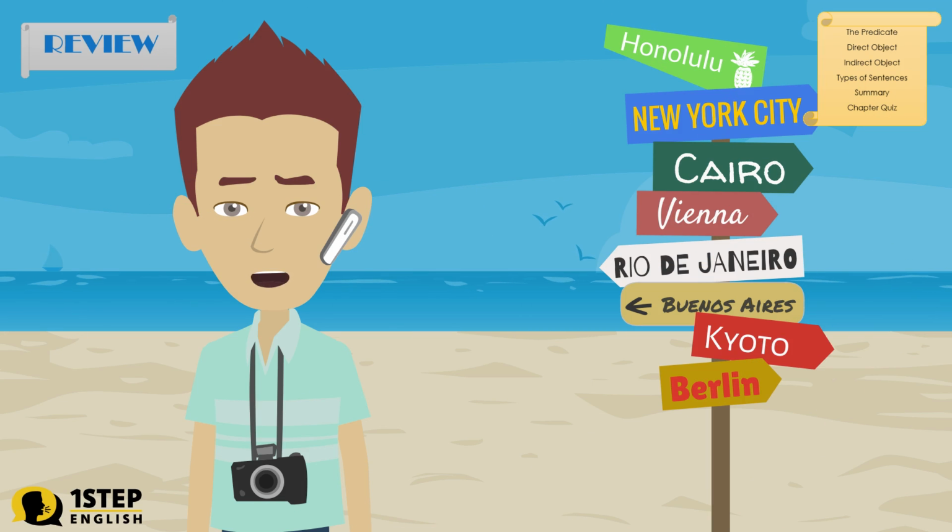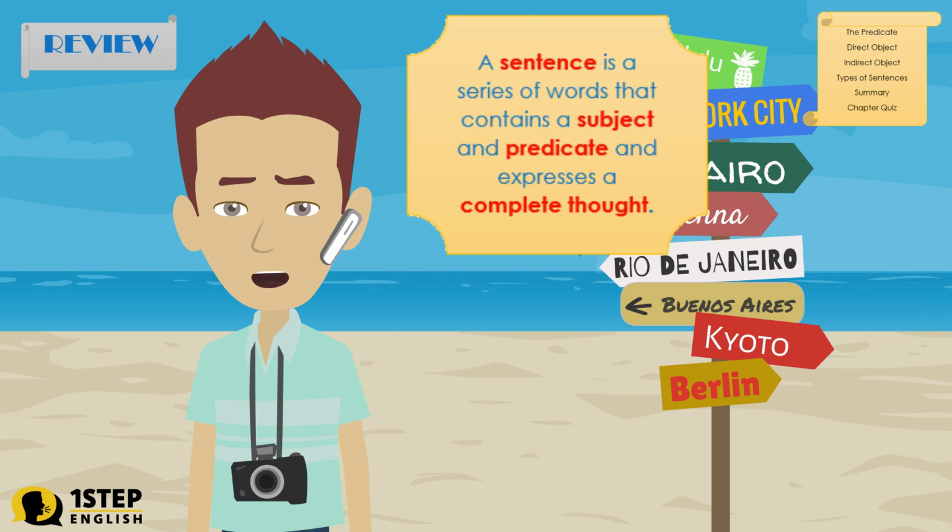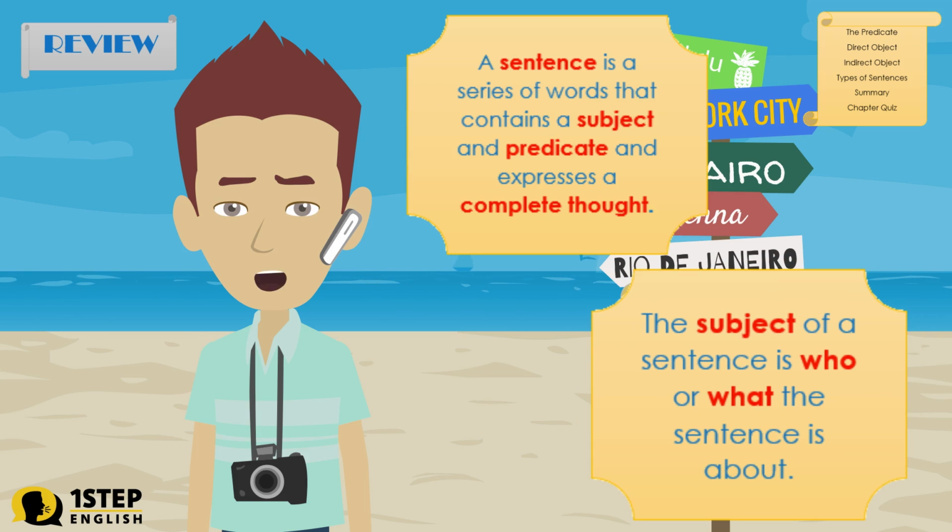Last time, we learned what a sentence is all about. We also learned what the subject of the sentence is. Let's take a quick look at what we learned last time. A sentence is a series of words that contains a subject and a predicate, and it expresses a complete thought. The subject of a sentence is who or what the sentence is about.